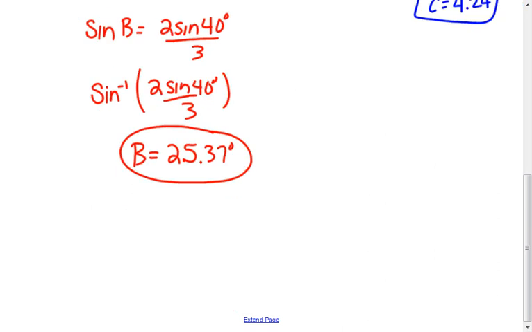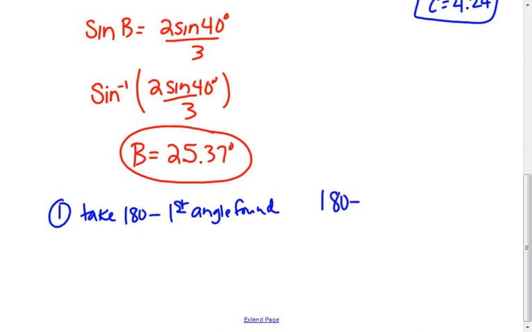Okay, what you do to check is this. I'm going to even write these steps out. You take 180 minus the first angle that you found. Okay, so in this case, I will take 180 minus 25.37. The first angle I found in this case was angle beta. It's not always angle beta, but in this case, it was. So I'm going to take 180 minus that, and then I get 154.63.